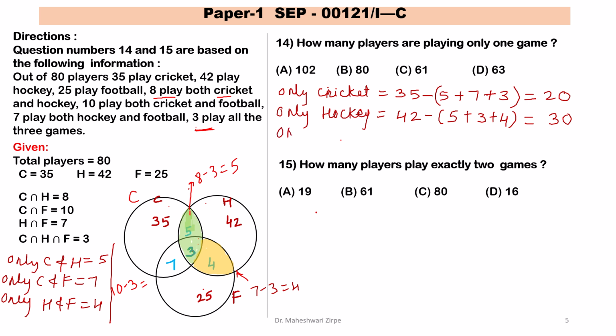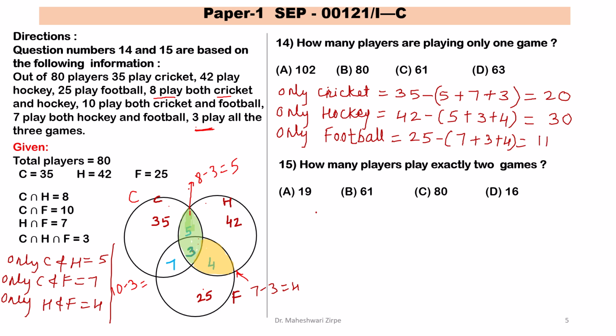Similarly, only football. Only football is played by how many players? That is 25 minus 7 plus 3 plus 4. 7 plus 3 plus 4. So that comes out to be how much? It will come out to be 25 minus 10 is 15. 15 minus 4 is, yeah, 11.